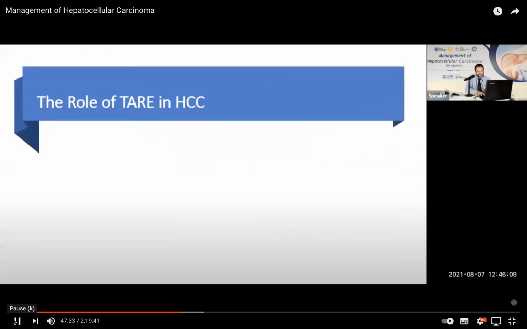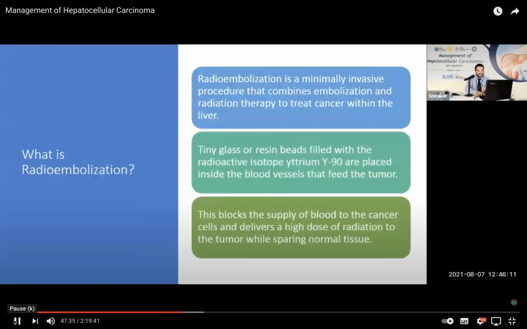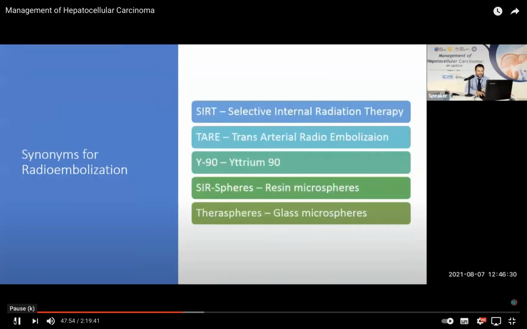Now, just briefly touching on the role of TARE in HCC. So first of all, what is radioembolization? So radioembolization is the same as TACE, except that the embolic used is Y90, which is a beta emitter. But the principles are the same. You have to get into the vessel, you have to target the tumor. So there are lots of synonyms: SIRT, TARE, Y90, and the 2 companies that make them are SIR-Spheres or TheraSpheres.